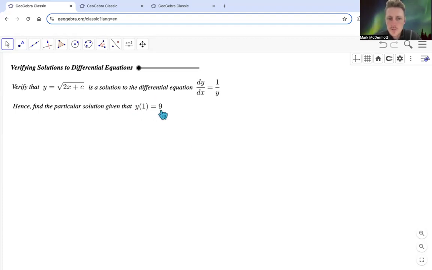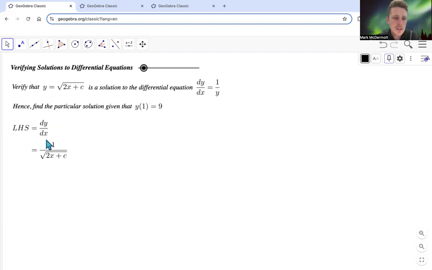All right, this notation might be new to you, but basically this is like function notation. It's saying that y is equal to 9 if x is 1. So similar to function notation, but since we're not using function notation in this question, we have to introduce this idea of just saying y of 1 equals 9. And that'll come in handy when we need to find the particular solution. Okay, so let's see if we can make some sense of this.